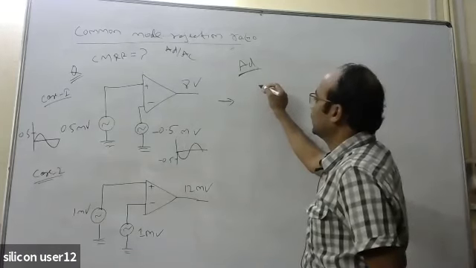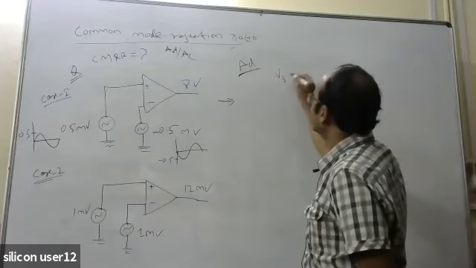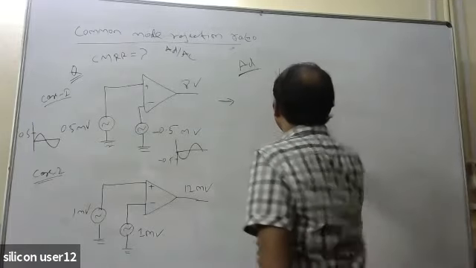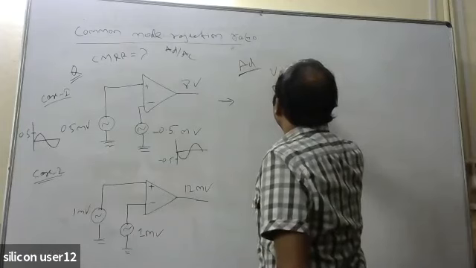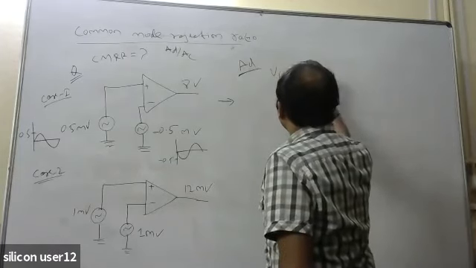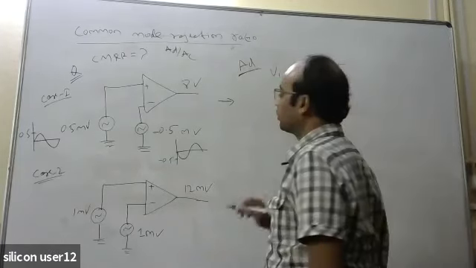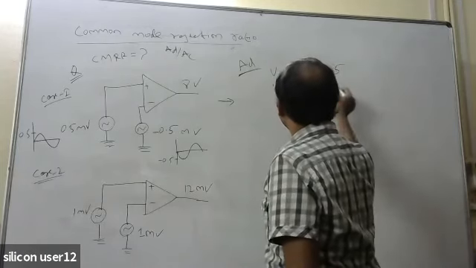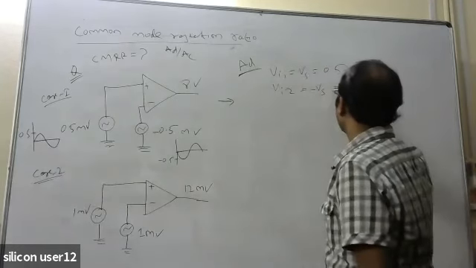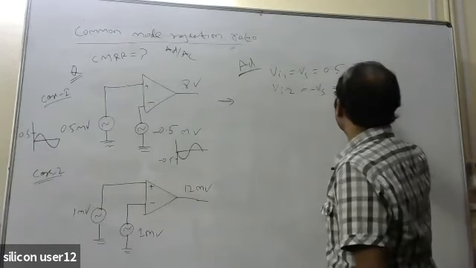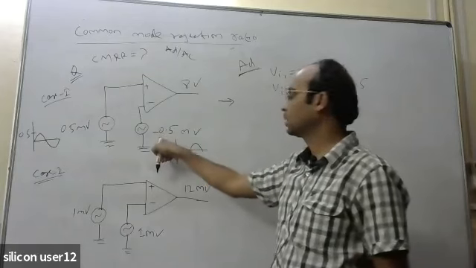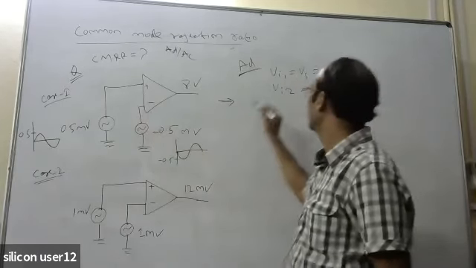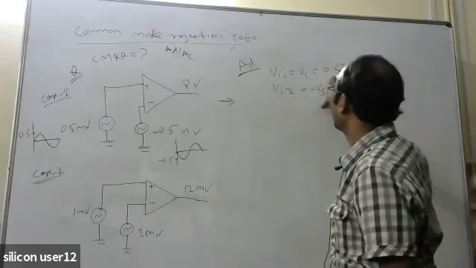You can say in the first figure Vi1 is equal to Vs, equal to 0.5, and Vi2 is equal to minus Vs, so that is equal to minus 0.5, and it is also given that Vi2 is equal to minus 0.5. So that means your Vs value is equal to 0.5.